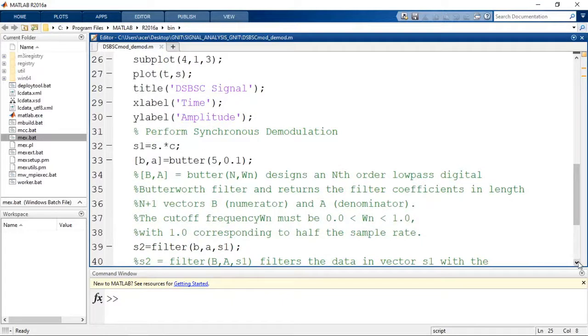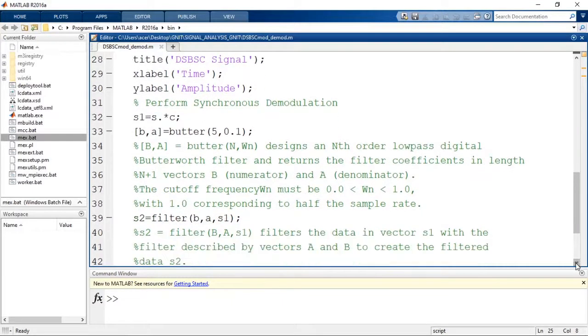So after generating DSBSC, the same can be demodulated by performing synchronous detection. It is obtained by multiplying the modulated signal with the carrier signal in the product modulator. The local oscillator generates the synchronous carrier signal, the received DSBSC signal is multiplied with the carrier, and it should be passed through the low pass filter in order to remove the high frequency components.